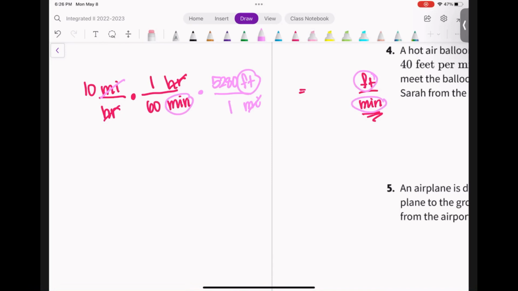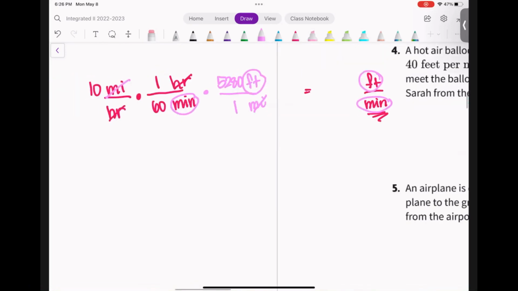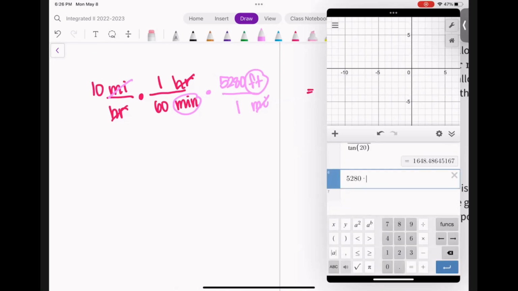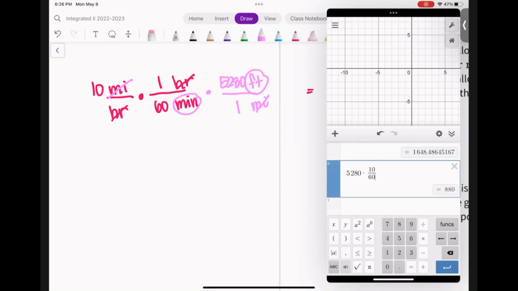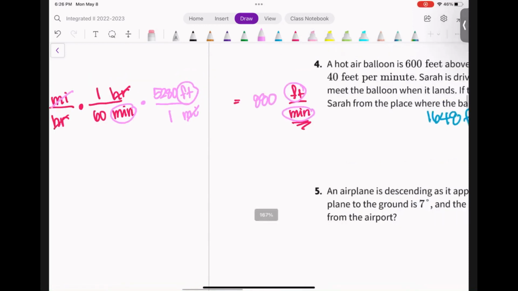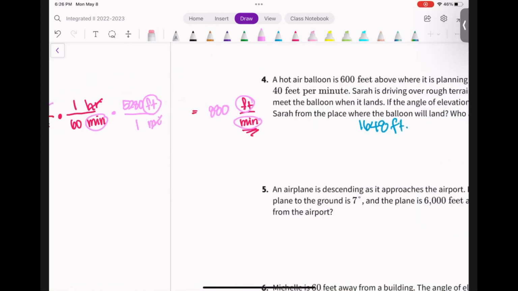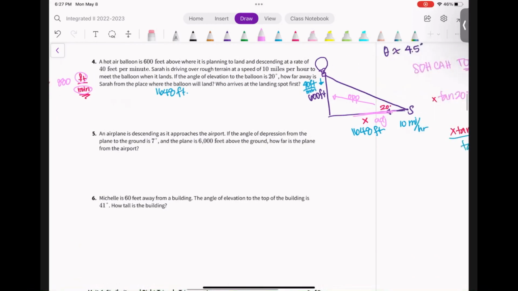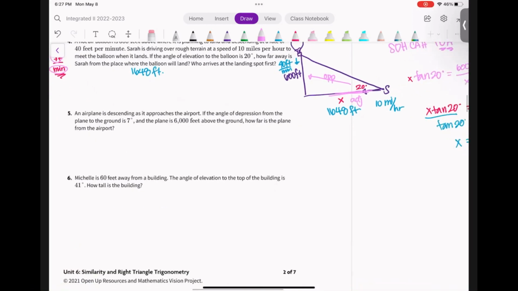So now I'm just going to multiply and then divide. My answer is going to be 5,280 times 10, divided by 60, is 880. So Sarah is traveling 880 feet per minute. And she better be traveling faster if she wants to beat the balloon there, because the balloon has less distance to cover. So she's traveling 880 feet per minute, right?